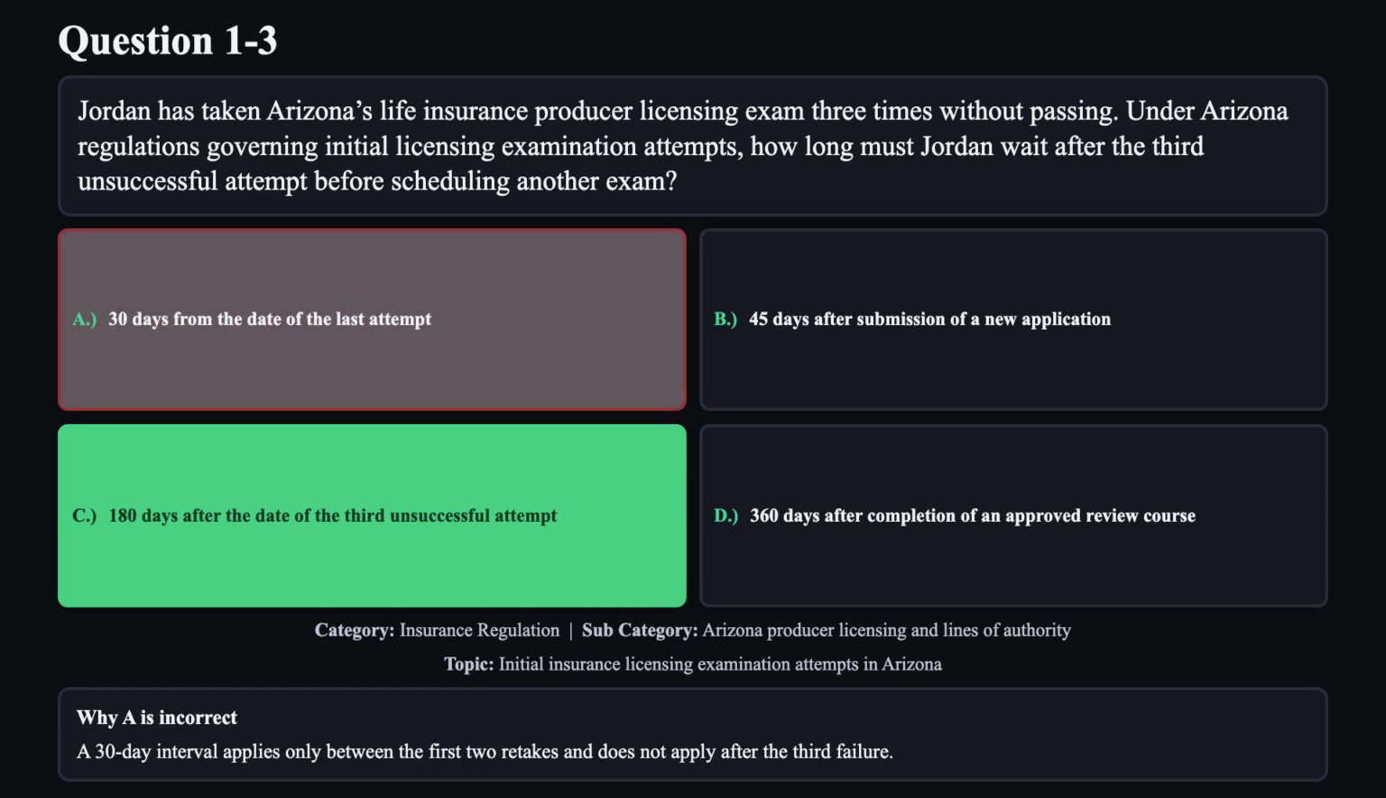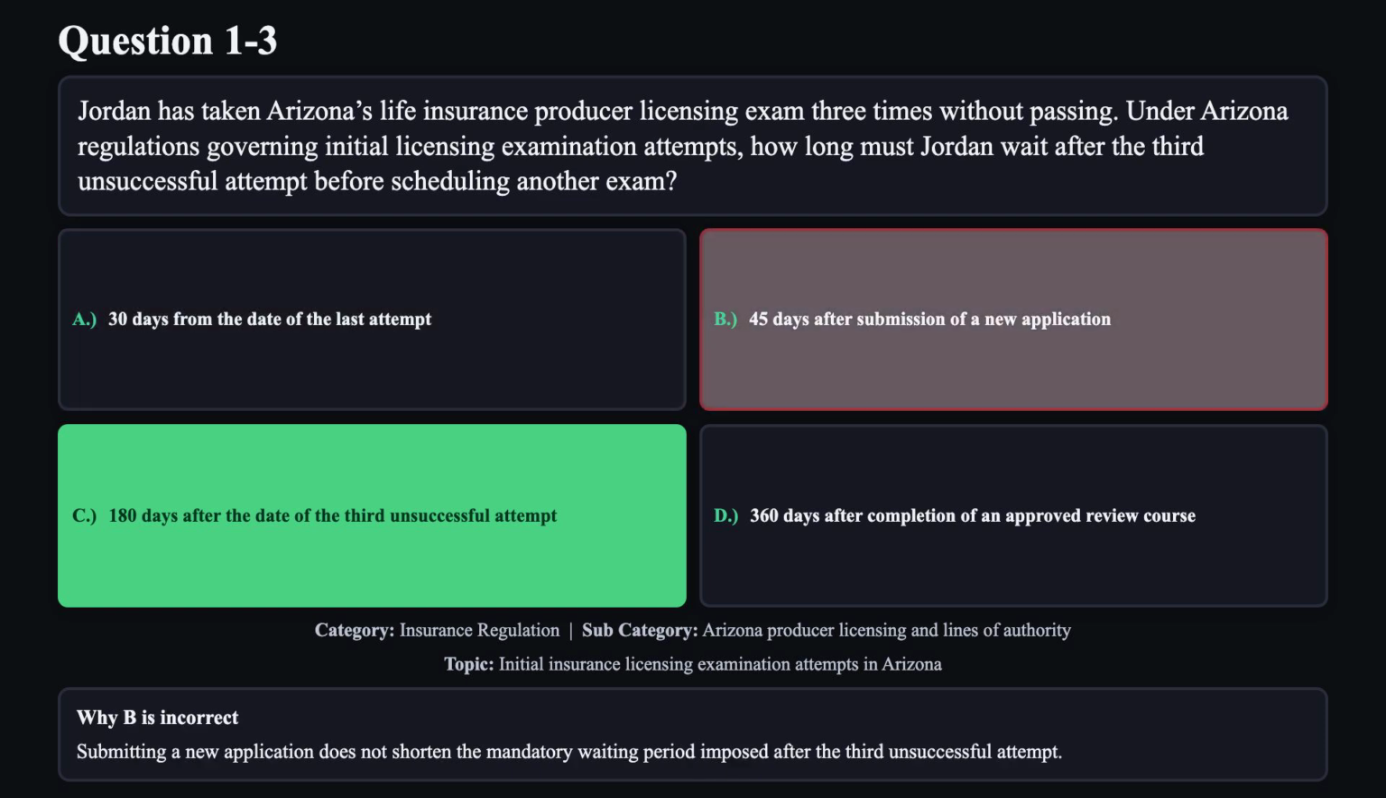Reason A is not correct. A 30-day interval applies only between the first 2 retakes and does not apply after the 3rd failure. Reason B is not correct. Submitting a new application does not shorten the mandatory waiting period imposed after the 3rd unsuccessful attempt.